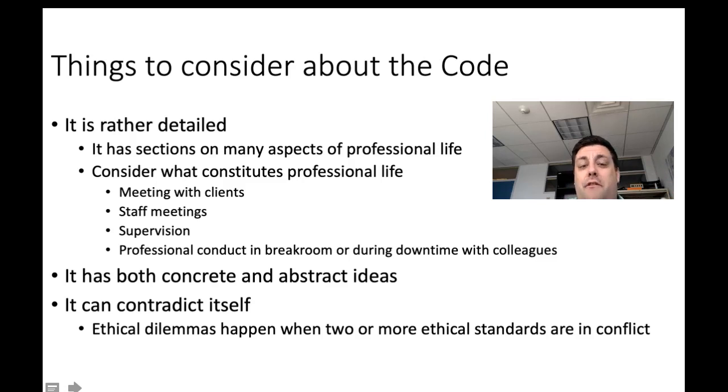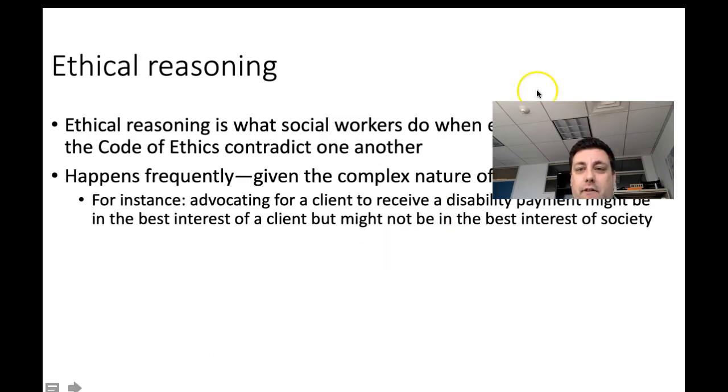So ethical dilemmas happen when two or more ethical standards are in conflict, and that happens quite frequently. That comes from the code's length, the fact that it's fairly comprehensive, and the fact that it contains both concrete and abstract ideas. So again, I want to emphasize this at the risk of repeating myself: ethical dilemmas happen when two or more ethical standards are in conflict.